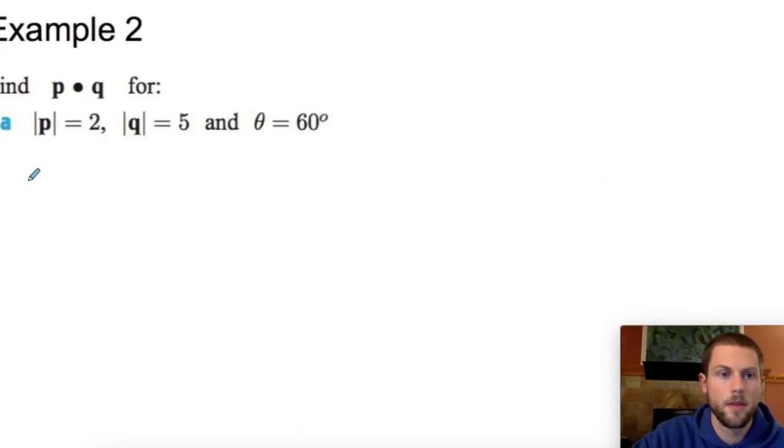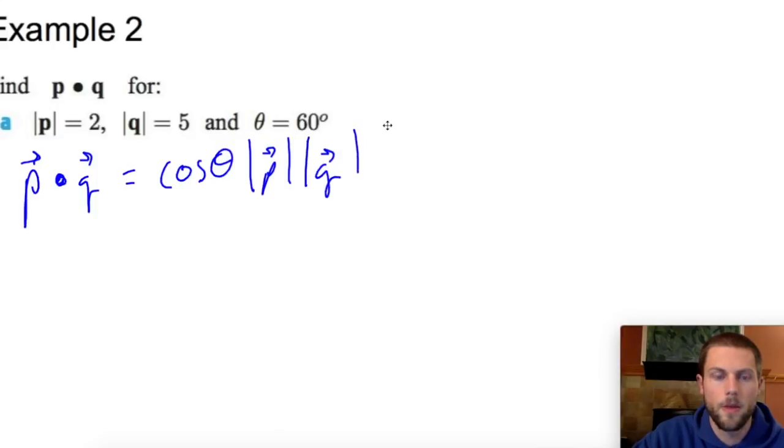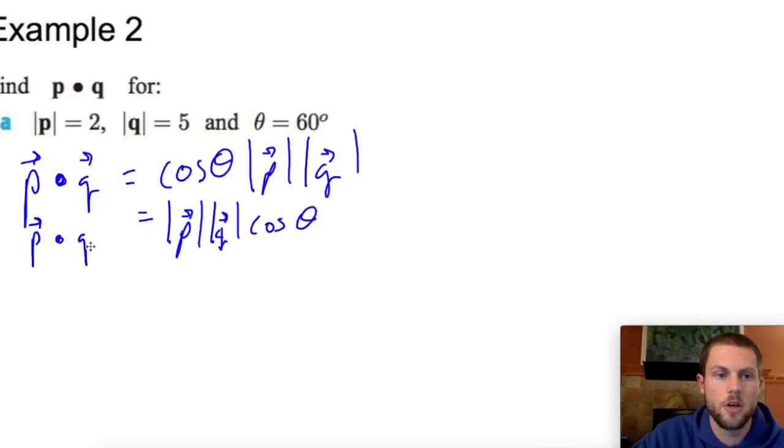like this. P dot Q is going to equal the cosine of theta times the magnitude of P times the magnitude of Q. Or you'll probably more often see this in the other order: magnitude of P times the magnitude of Q times the cosine of the angle in between them. So this is the same thing as your dot product. So it's another way of doing it.